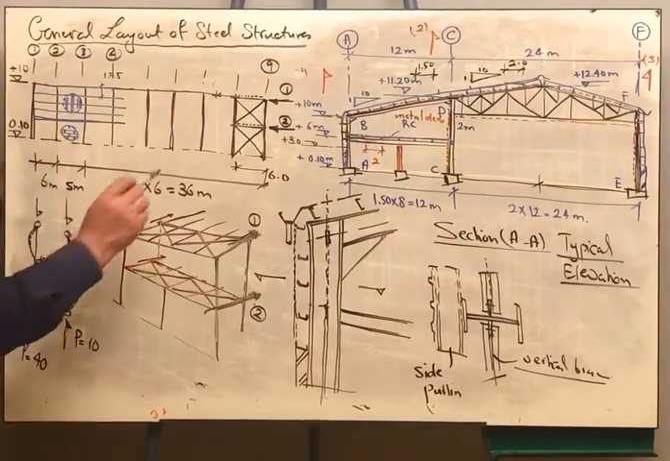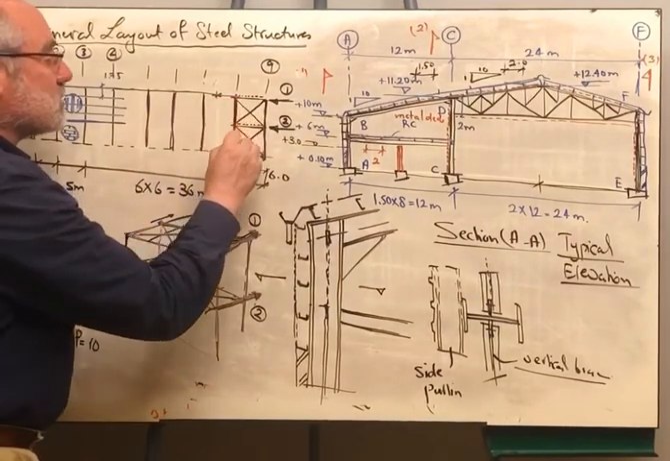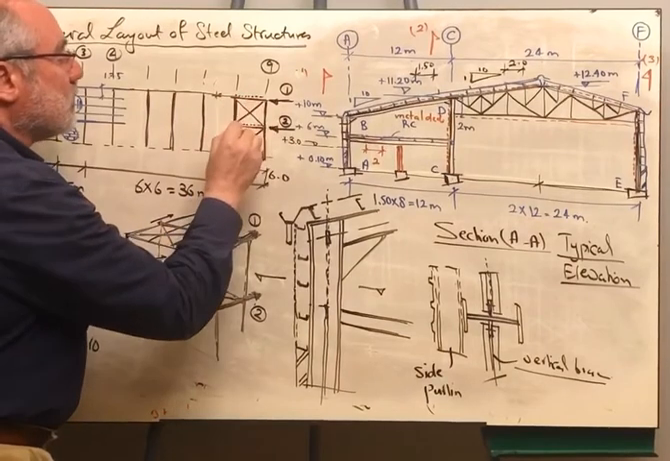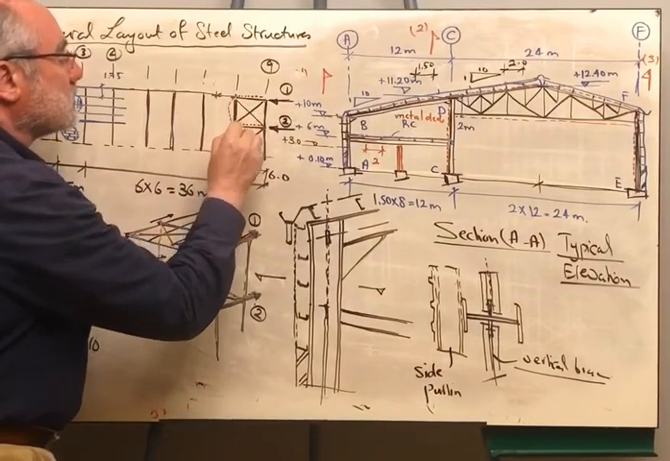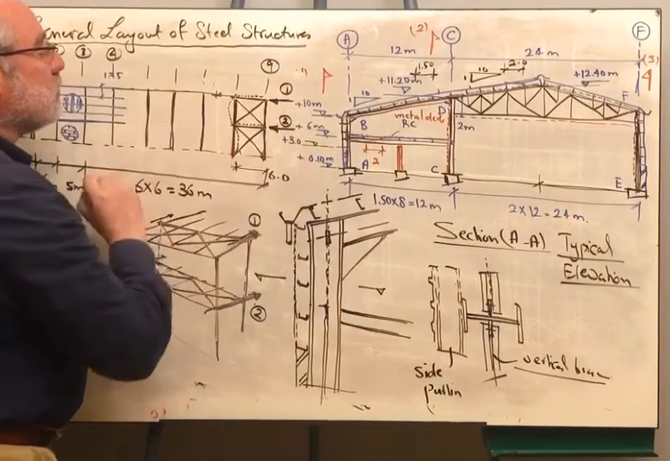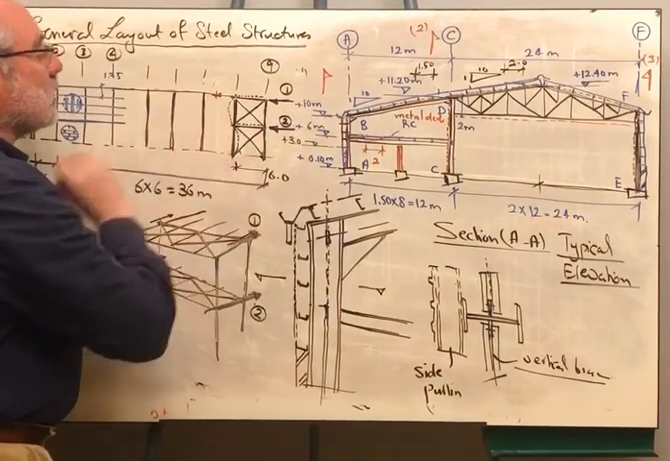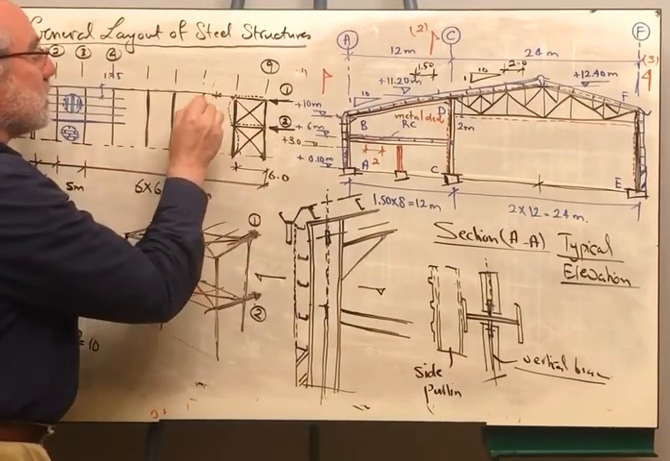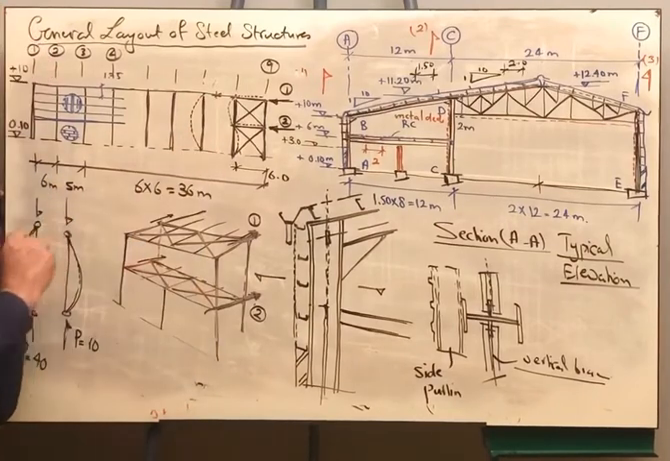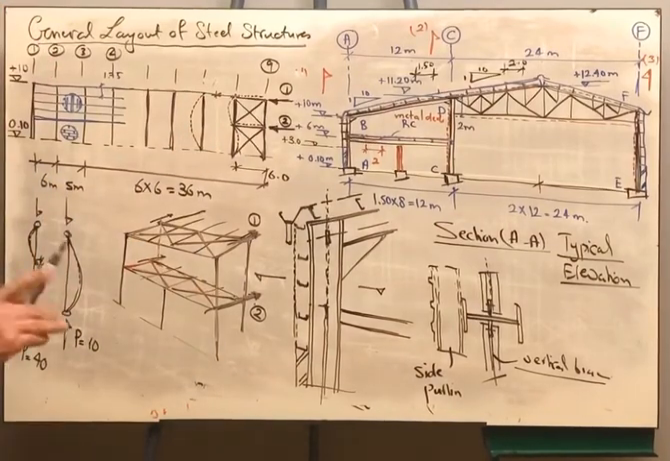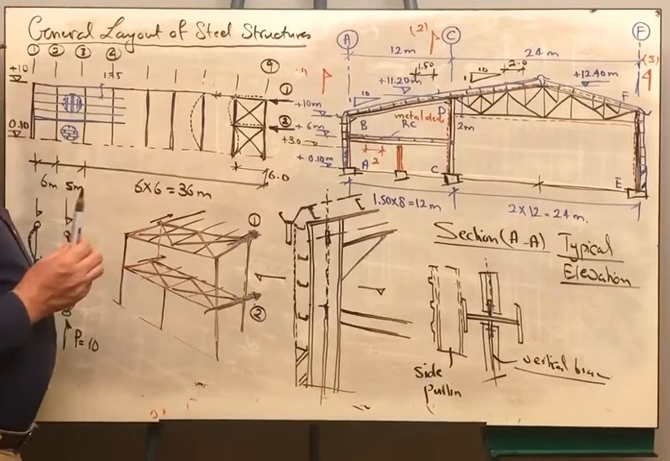Therefore, this column is braced because of the presence of this member and this member. It will buckle like this. And the same thing for that column. But this one is not as such, therefore it will buckle like this. Therefore, it is expected that I will change the cross section of the column.